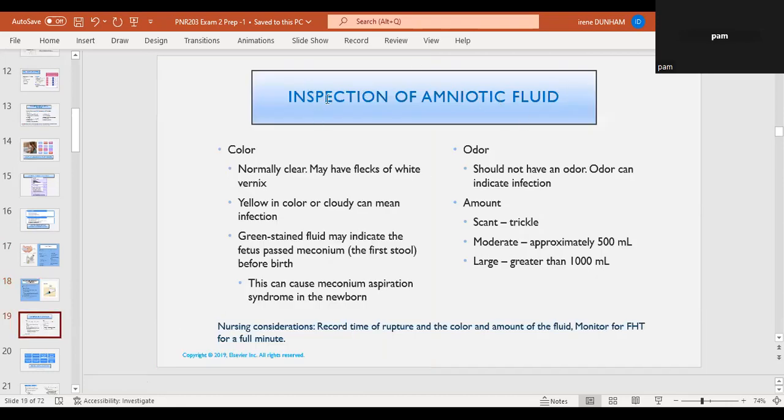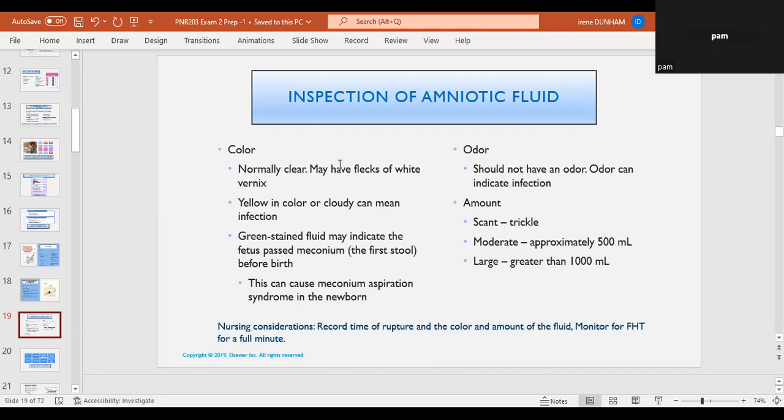All right, let's go fast over the inspection of amniotic fluid. We kind of did this already when I talked about AROM, which is artificial rupture of membranes, and spontaneous rupture of membranes is SROM. Okay, so the amniotic fluid should be clear. Now, sometimes they can have those little white flecks in there, and that's the vernix.